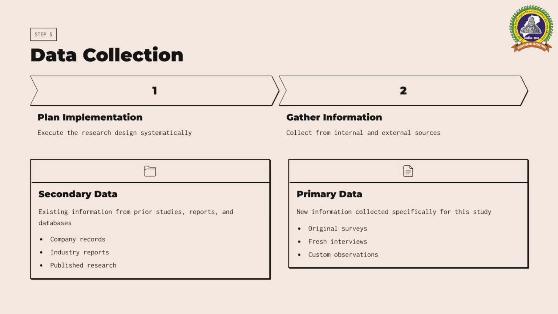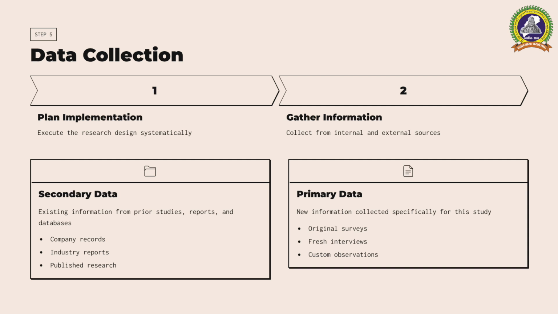Step 5 is data collection. This is where the plan goes into action. Data collection relates to the gathering of facts. We generally have two types of data source. First, internal sources. These exist within the firm itself, such as accounting records, sales reports and customer feedback logs. Second, external sources. These are outside the firm.